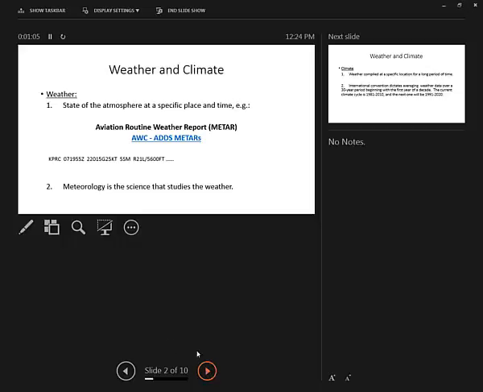So if you look down closely here, what we see is KRPC is going to be the code for Prescott's Love Field. The next few numbers are going to give you things like the day of the month, the time in Zulu time. You're going to get the wind at 220 degrees, 15 miles per hour, gusting to 25 knots, so on and so forth. That's just one of many ways that we can give the state of the atmosphere at a specific place and time. And number 2 then, meteorology is the science that studies the weather.